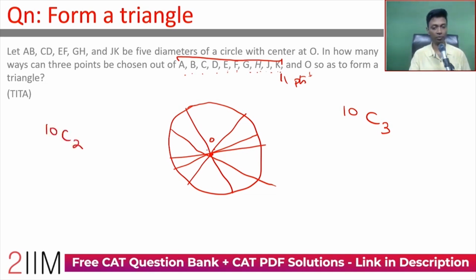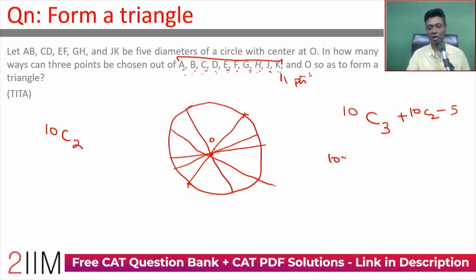That'll happen in 10C2 ways. However, if the 10 included A, B, C, D, E, F, G, H, or J, K, then we're talking about collinear points. This will not be a triangle. Those we'll have to subtract. So to 10C3, add 10C2, and then from this subtract 5. The 5 selections A, O, B, C, O, D, E, O, F, G, O, H, J, O, K will not be triangles. Pretty much anything else will be a triangle.